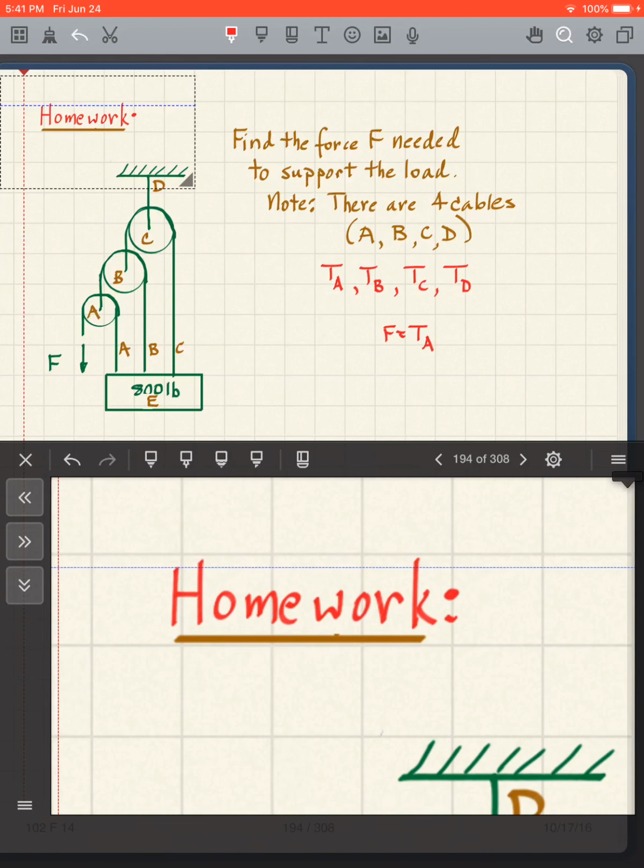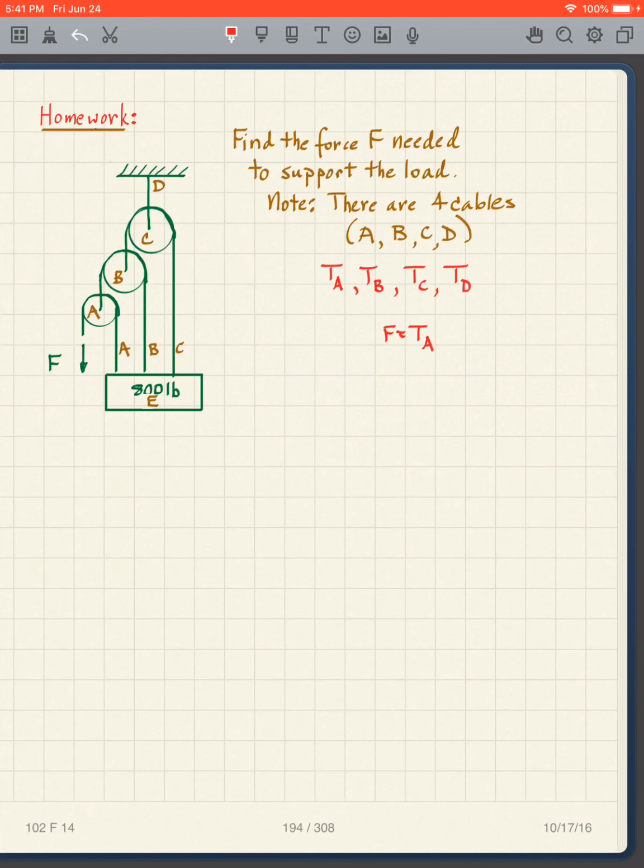But I want to point out what we have here. I've got a cable here, a cable here, a cable here, and then I've got this cable at the top. And I have to apply an F to hold this up, to hold this 800 pounds.